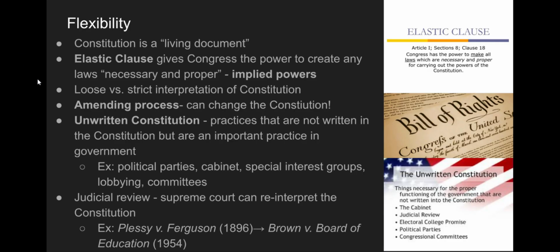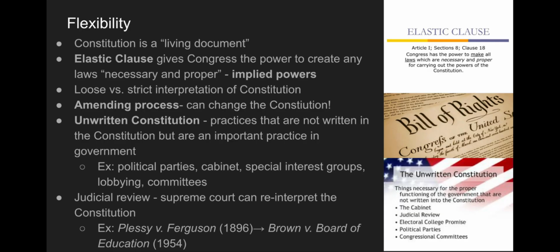And sometimes this depends on whether or not someone has a loose versus a strict interpretation of the Constitution, meaning do they look for exactly what it says and only do the exact things that you find there? That's a strict interpretation. Or are you kind of more loose with your interpretation, meaning that you understand that there are powers that are implied, that you can go a little bit beyond just what is stated right there in the Constitution. So that also can give flexibility.